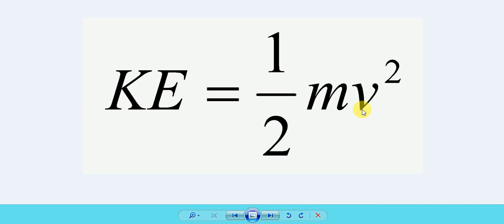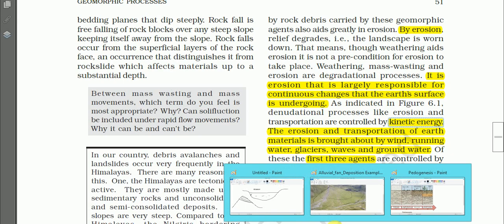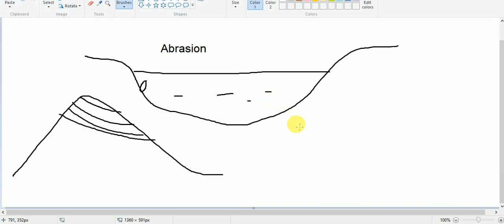So let me repeat. When an object moves along a path, the kinetic energy of the object is equal to 1/2 of the product of its mass m and the square of its velocity v. So we can translate this equation in this way.